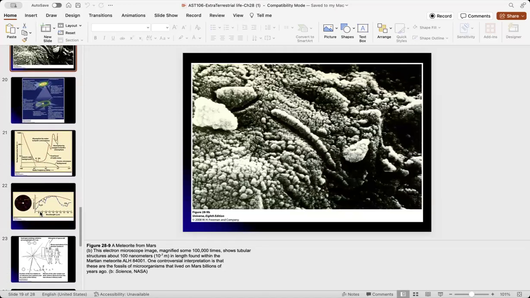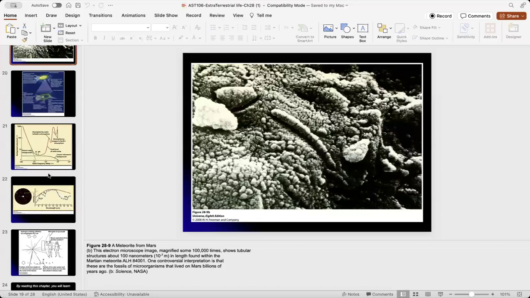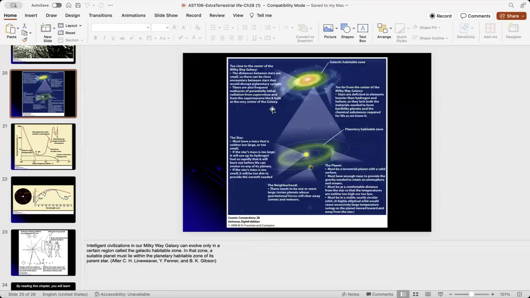Another aspect of searching for life is looking in places where it is even possible to have a life. So looking for habitable zones. It's better to look carefully in those zones rather than just generally look everywhere.